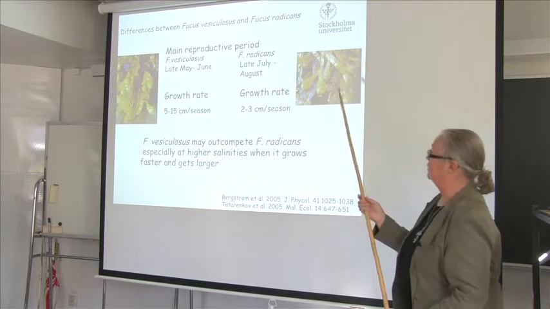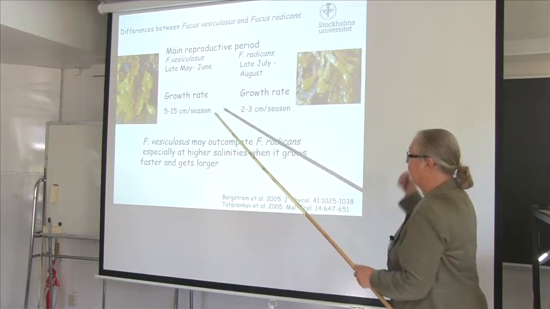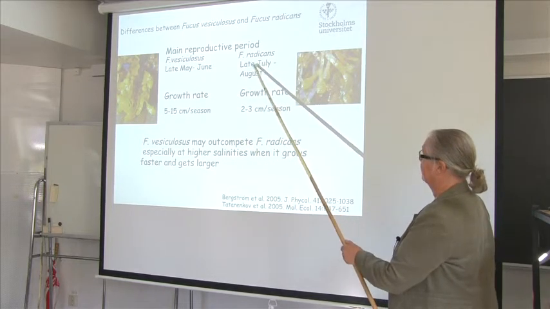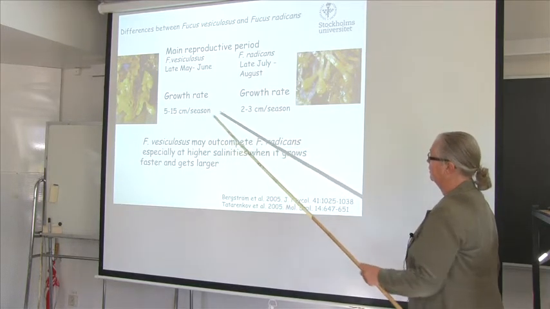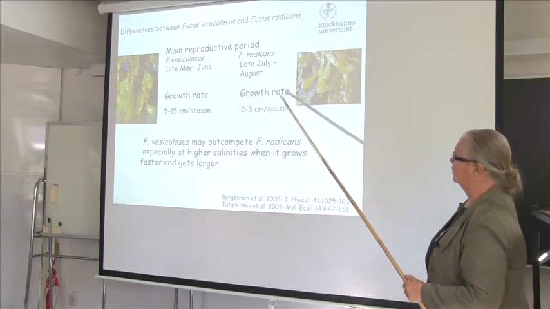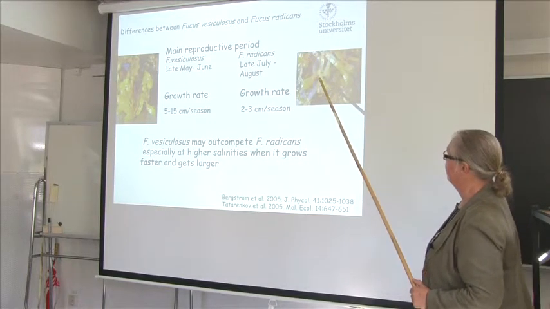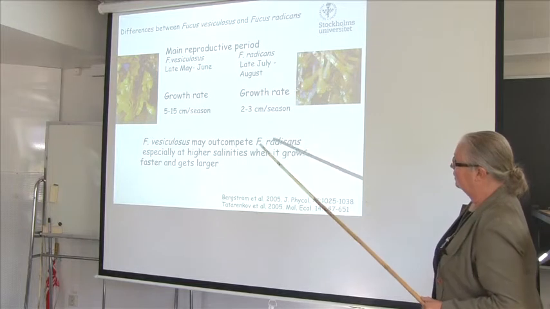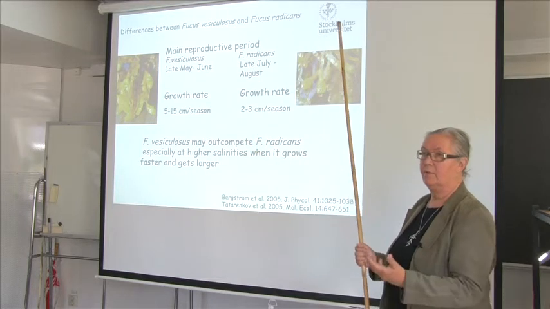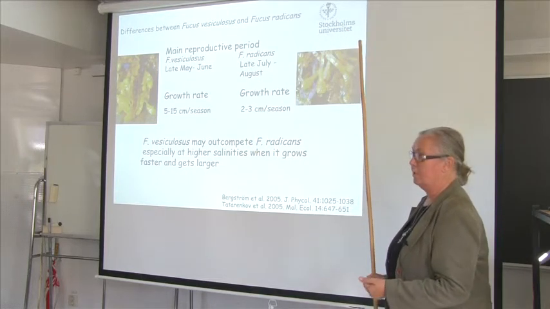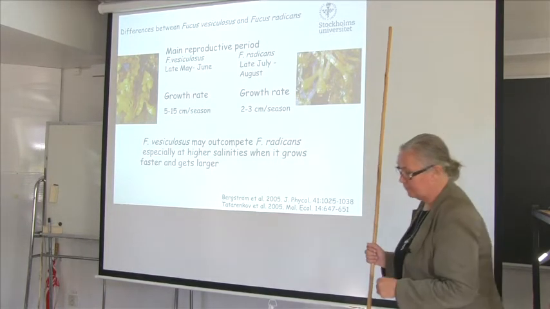And then we looked a bit at the main reproductive period. For Fucus vesiculosus it is in May-June. For radicans it is later on, in July-August. These are growing faster per season. This is a very slow growth. They have very small receptacles, about 5 millimeters, and never have any floating bladders. So maybe it doesn't occur in the southern part of the Baltic Sea because it's outcompeted by Fucus vesiculosus, which grows much bigger and higher.